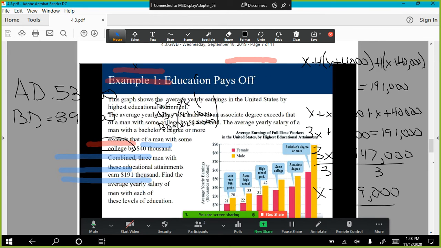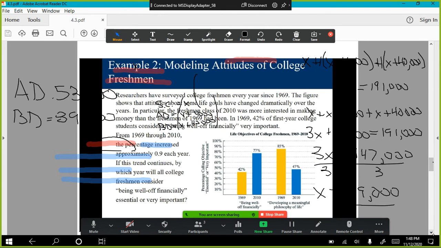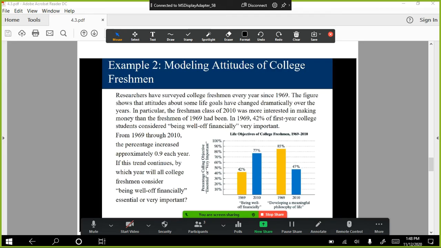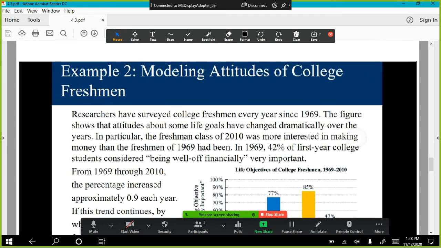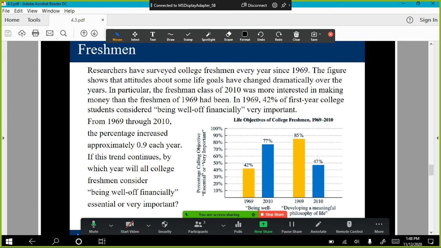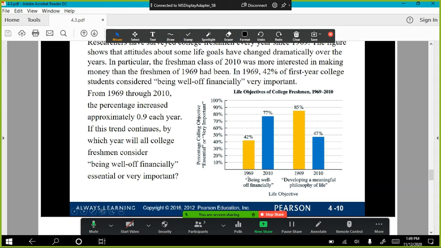All right, let's see what's next. That's pretty much all we're doing today, except for, okay, let me clear this off. Here's another situation. It says researchers have surveyed college freshmen. So these are people that are 1 year older than y'all. Since 1969. The figure shows that attitudes about some life goals have changed dramatically over the years. So they compare students in college in 1969 to the year 2010, which is still 10 years ago. So y'all were still quite young at this time.